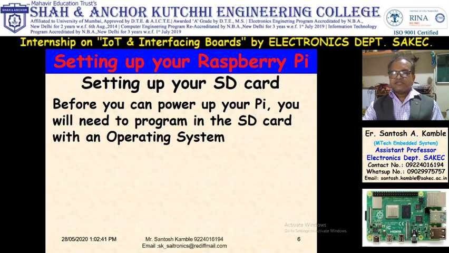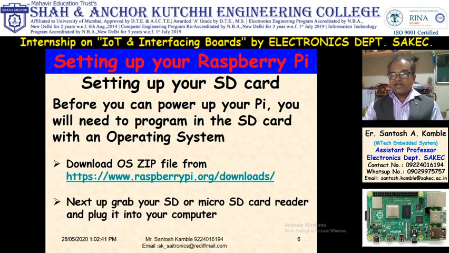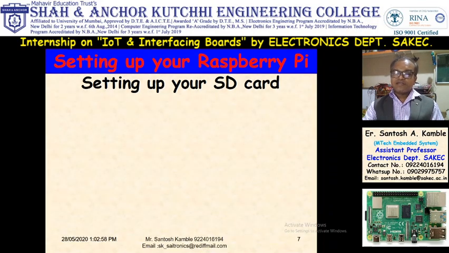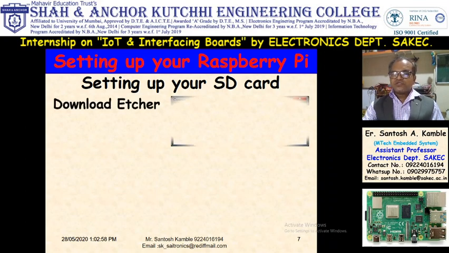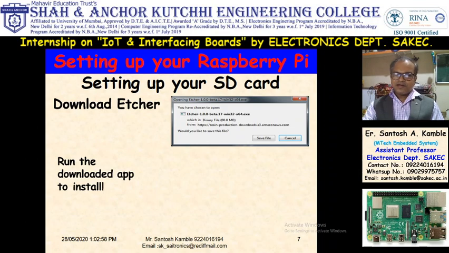Before starting we have to program the SD card with an operating system. First download the OS zip file from raspberrypi.org/downloads. Then take your SD card or micro SD card reader and plug it into your computer. It is the same as the traditional method. Now the next process, which is very important: download Etcher software. This software is very important for headless OS installation, and it is required only for installation.